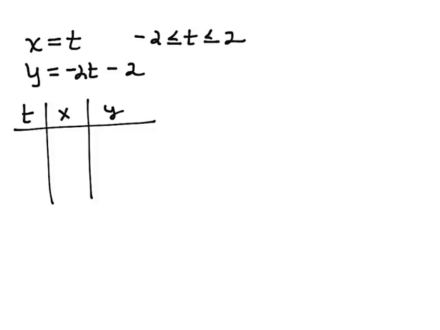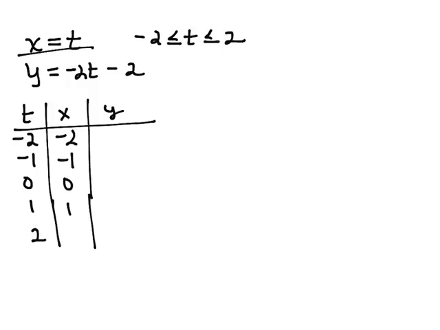They told us they want t to be in between -2 and 2, so let's just use integer values between -2 and 2. Notice that x is equal to t, so whatever t is, x is the same thing, so our x column is going to look exactly the same as our t column. And for y, we're going to have to enter the values into the y equation.